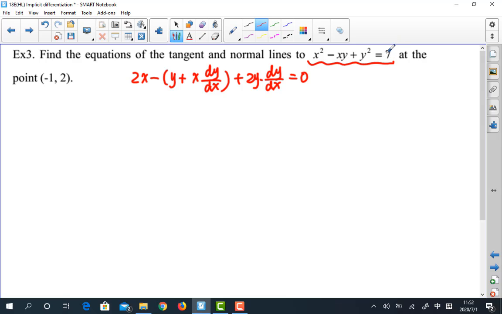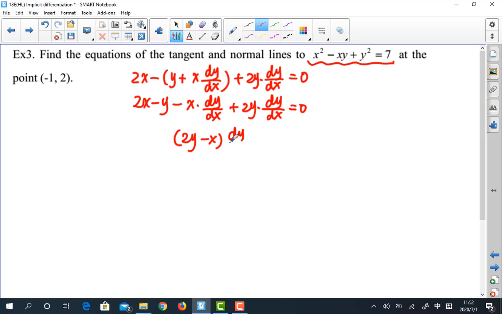Differentiation of a constant is always 0. 2x minus y minus x times dy over dx plus 2y times dy over dx equals 0. Combine the like terms: 2y minus x times dy over dx, and isolate these two terms on the left side. So it's y minus 2x. So dy over dx equals y minus 2x over 2y minus x.